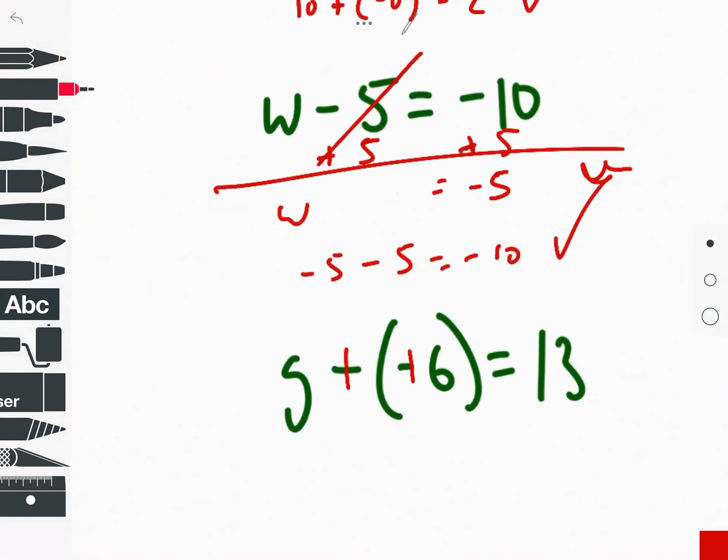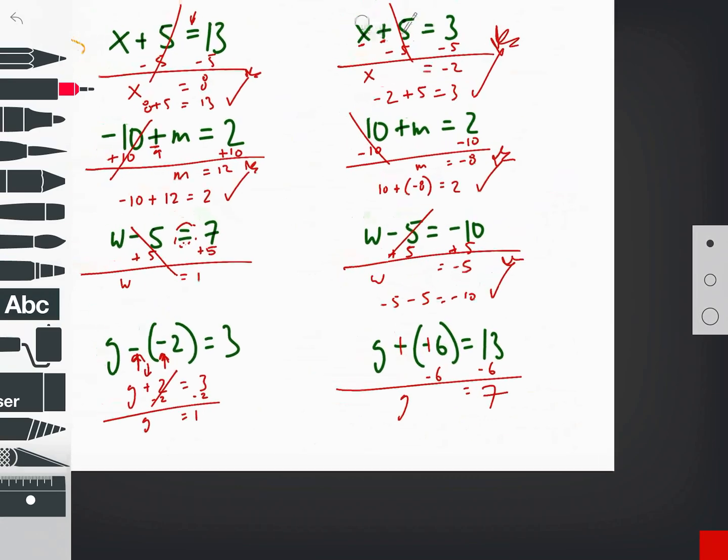Same thing over here. G minus negative 6 is the same as adding. The only way to take away debt is to put money in, is to add. So G plus 6, I'm going to subtract 6 from both sides. I'm left with G equals 13 minus 6. Was that like 7? It's like 7.